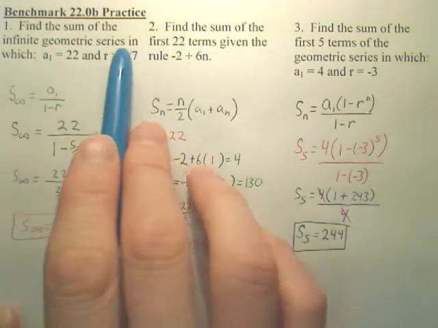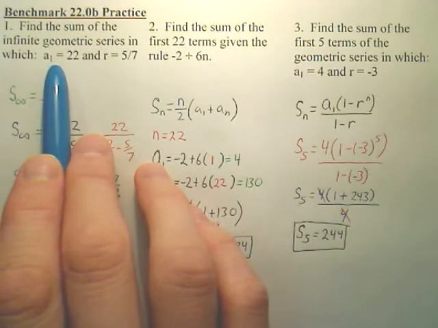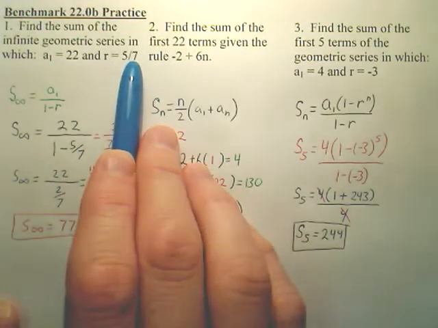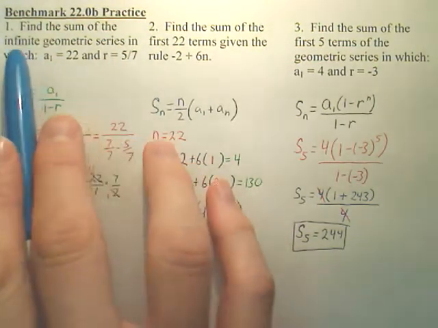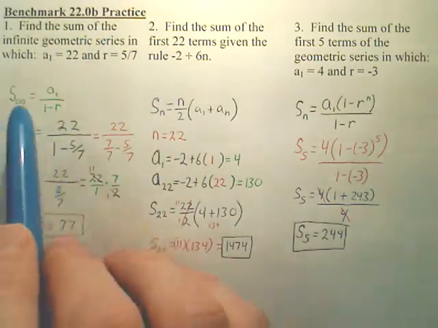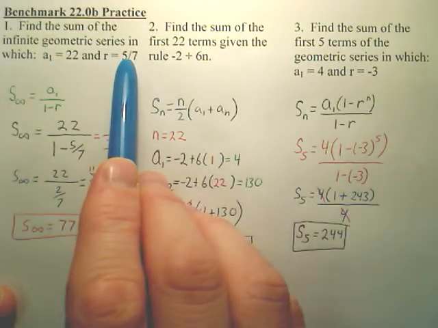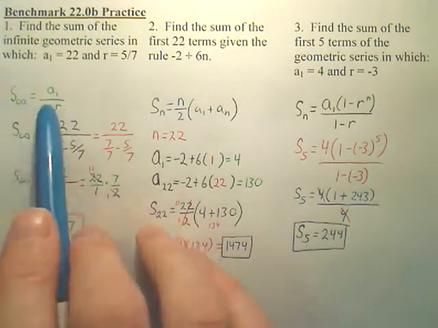Find the sum of the infinite geometric series, starting with the first term of 22, and your common ratio is 5/7. To find an infinite geometric series, you're summing up numbers, starting with this. Infinite means summing forever. Here's the formula.